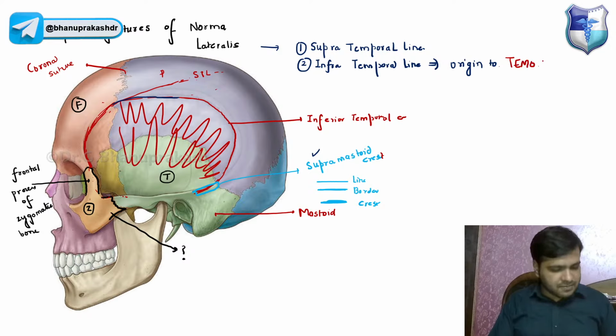Abdika, Rishita, Mihir, Prajwal, Shebaz, Momin, yes. It is called the temporalis muscle.